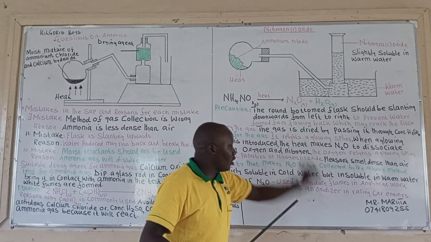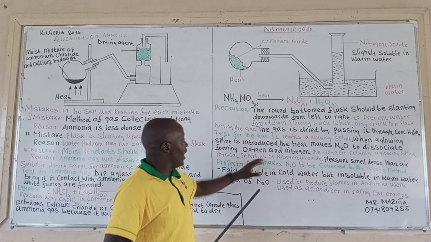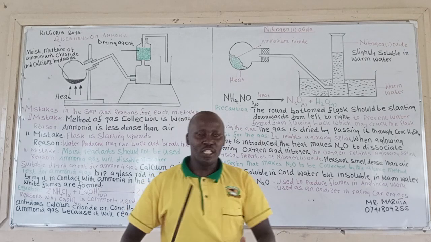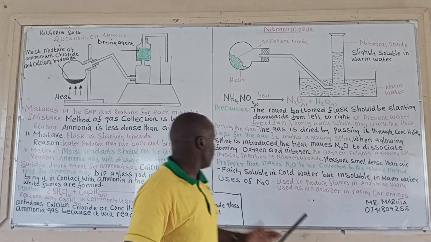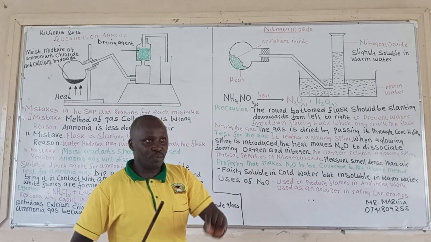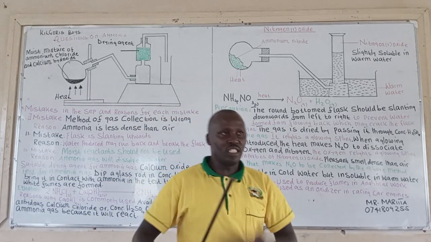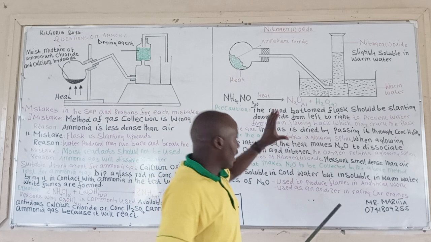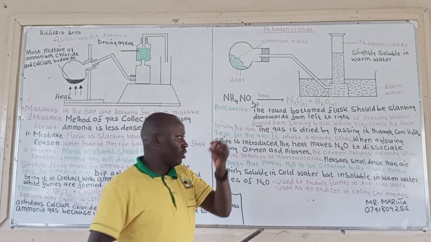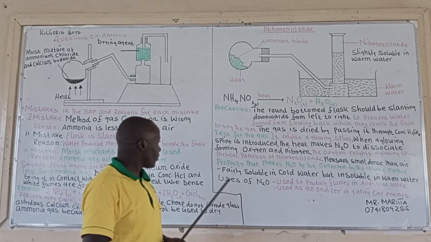It relights a glowing splint. But what will happen here? The heat makes the nitrogen(I) oxide decompose into nitrogen and oxygen. The oxygen now relights the glowing splint, or we can say that oxygen is the one that supports combustion. That one now confirms that the gas produced is nitrogen(I) oxide gas.